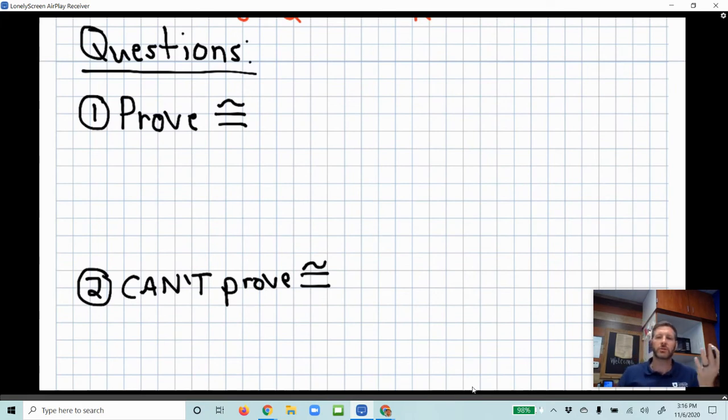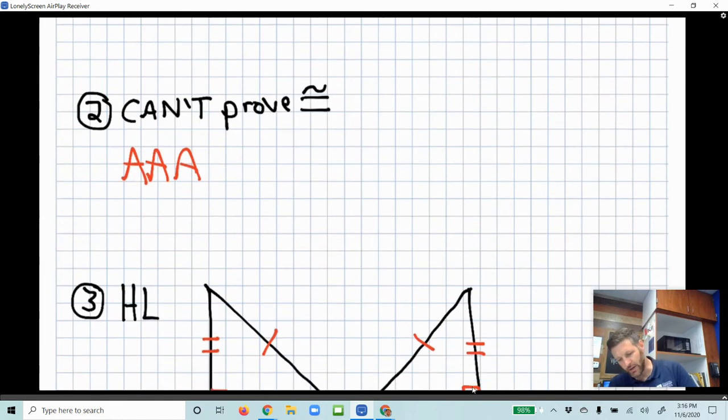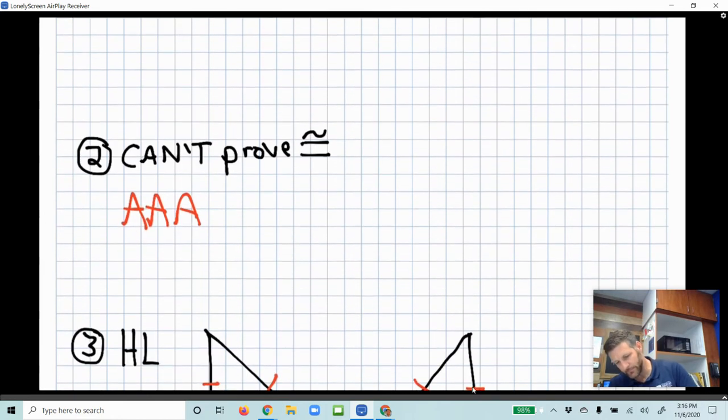So general question. What theorems can be used to prove triangles congruent? What theorems cannot be used to prove triangles congruent? The easiest way that I'll demonstrate this is I'll start with the can't. There's 2 ways you cannot. In other words, if you take any combination of 3 sides and angles, there's only 2 that will not work. The one is all angles. Angle, angle, angle.